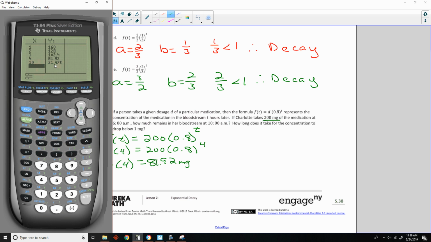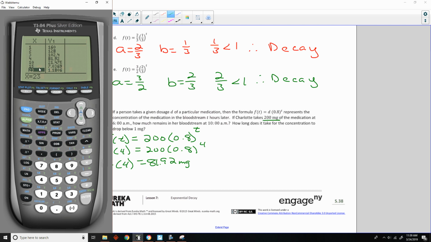10 hours, there's still 21 milligrams remaining. How long does it take for the concentration to drop below 1 milligram? Well, there's 21 milligrams remaining after 10 hours, so I'm going to keep going. How about 15? Well, 7 is more than 1. How about 20? 2 is more than 1. How about 24? All right, 0.94, but I got to check a little bit less. How about 23? And there it is.